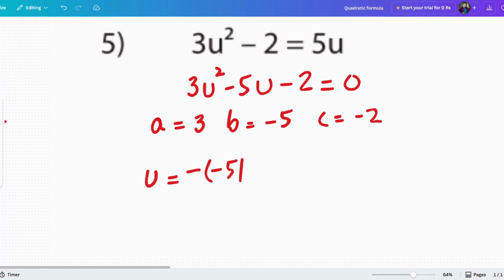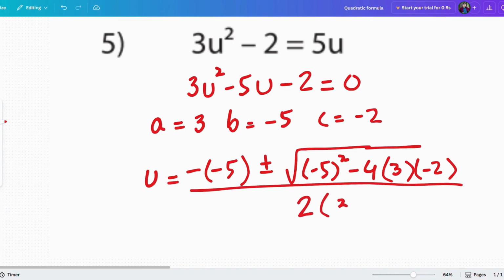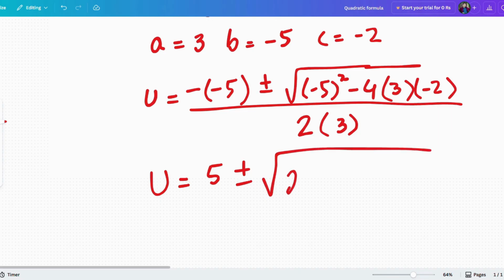minus 5, okay, plus minus radical minus 5 squared, like b squared, okay? Minus 4, a is 3, and c is negative 2. And all of it divided by 2a, which is 2 multiplied by 3. If you solve it further, u is equivalent to 5 plus minus 5 squared, that's 25, minus minus plus 4 times 3 is 12, and 12 multiplied by 2, that's 24, right? Divided by 3 times 2, that's 6.